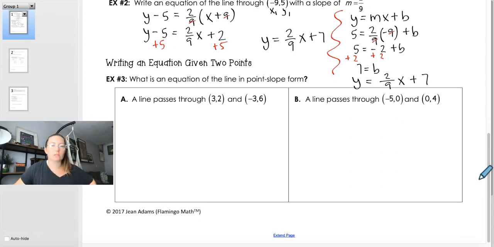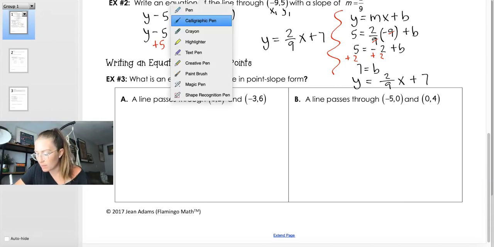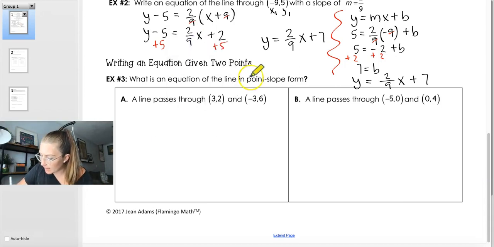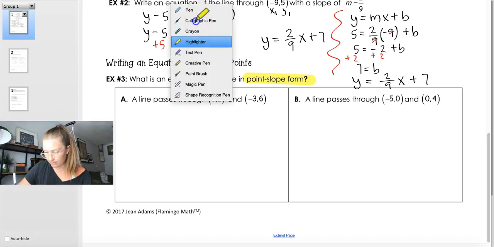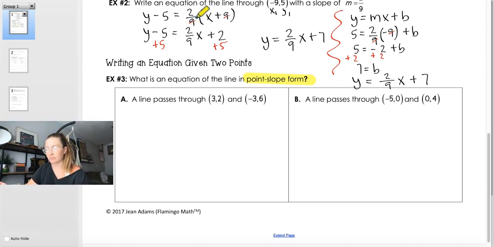Alright, let's talk about this one. So this one is, what is an equation in point slope form? So it just wants me to leave this one in point slope. So let's go ahead, highlight that so we don't forget that. So we're going to put this into point slope form. That's actually going to be fairly simple for us. Less work. Alright, this time I'm given 2 points.